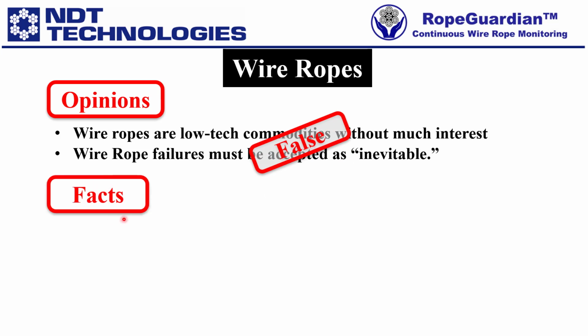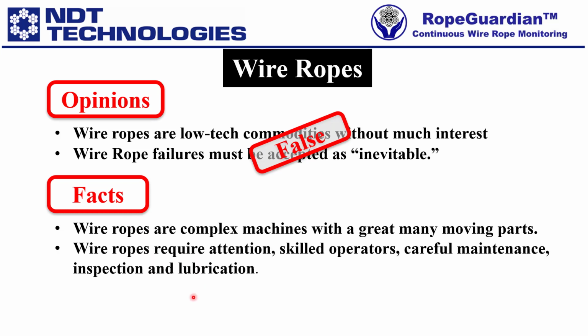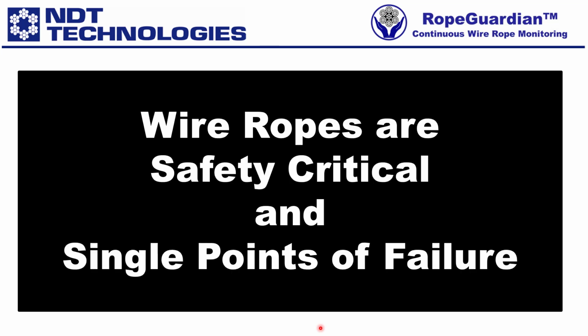Now let's look at some facts. Wire ropes are complex machines with a great many moving parts. Wire ropes require attention, skilled operators, careful maintenance, inspection, and lubrication. Wire ropes are safety critical and represent single points of failure. Let's look into some of the aspects where wire ropes are safety critical and single points of failure.